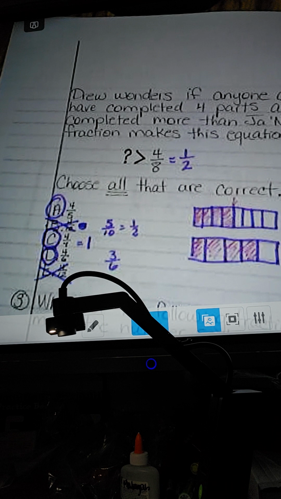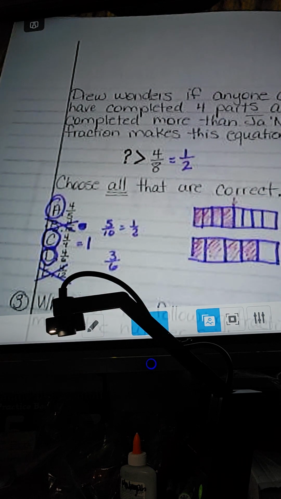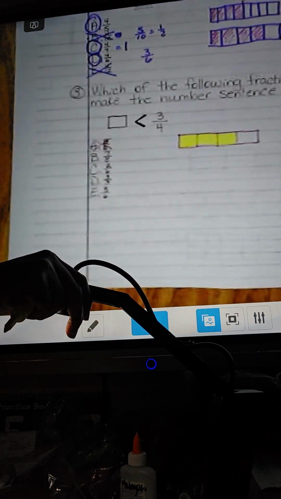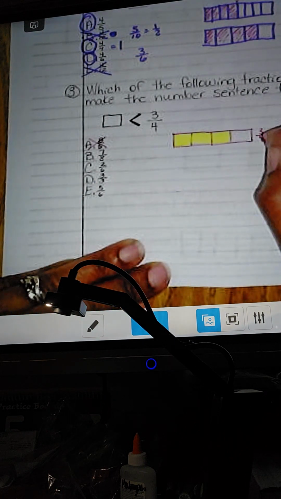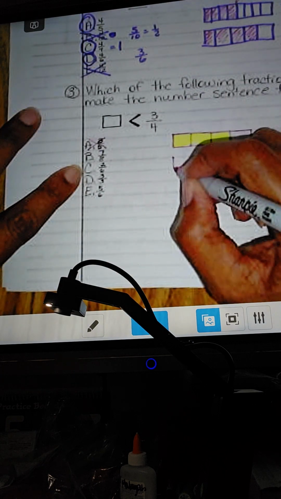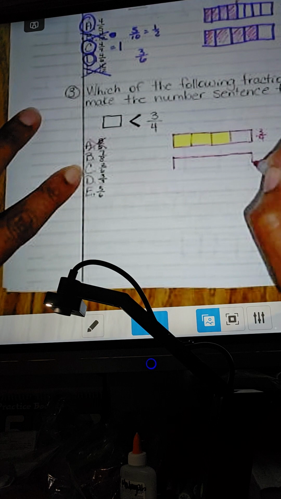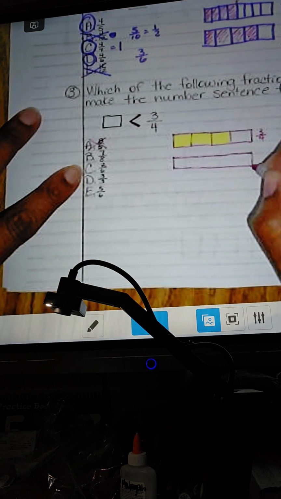Then we have 7/8. We can draw out a model to check. Remember, you can always draw that model out, making sure that our models are as close to the same size as possible. Okay, so we have 3/4. I'm sorry, y'all can't see it. My fault. All right, so there's our 3/4. We can do 7/8. And remember, you want to get that half at the same place.